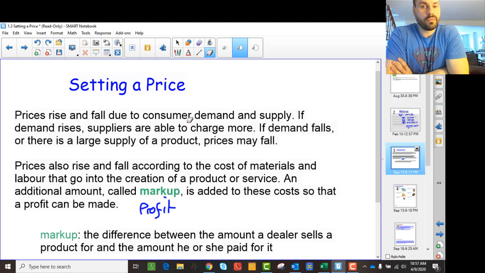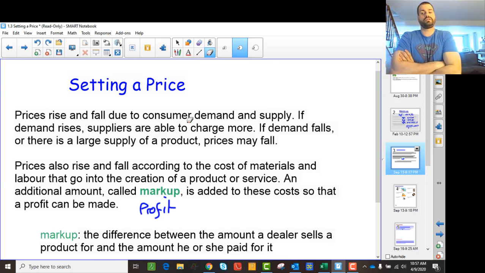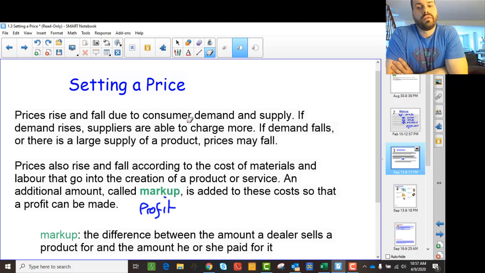you have to sort of think about what people are willing to pay. So prices rise and fall based on demand. In other words, people want it or don't want it. And then based on supply. So in other words, it's easily accessible or it's not. So if demand rises, then we can charge more. And if supply becomes less, if there's less around, then you can also charge more for it. If demand falls or there's a large supply, then prices usually go down.